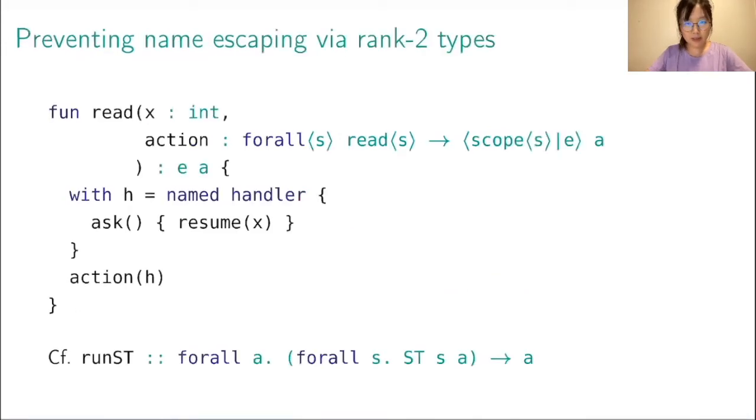Our answer is yes. In this slide, we redefine the function read, but this time using rank-2 types for the action. Like before, the argument action to read takes first a handler name, which is like the ST monad to runST. But unlike before, the handler name is scoped by a phantom type variable s, which corresponds to the type variable s in runST. And importantly, as in runST, the whole type for action is polymorphic over s. Now we can effectively prevent escaping of handler names, just like how runST prevents escaping of states.